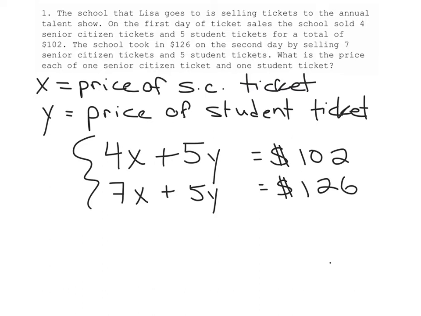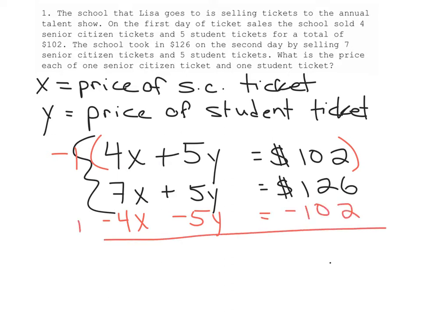So I think the easiest way to do this is to solve using the elimination method. So I'm going to multiply everything in my first equation by -1 so that I get my y values to be opposites. I can now add these equations together and I get 3x, y's cancel, and I get 24. I can now solve that for x to get that x equals 8.